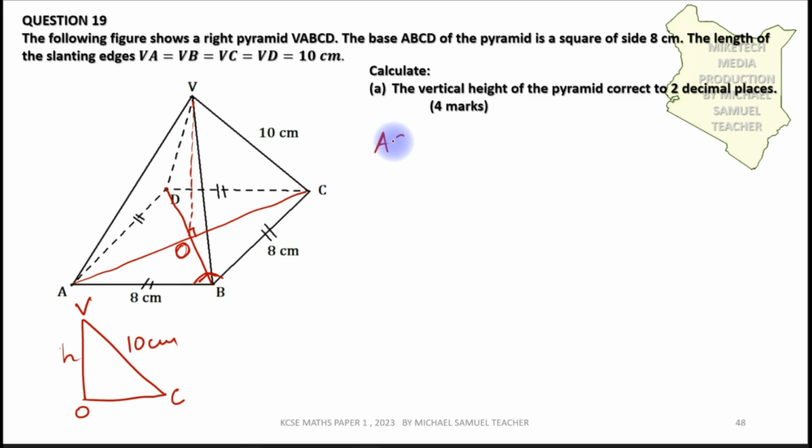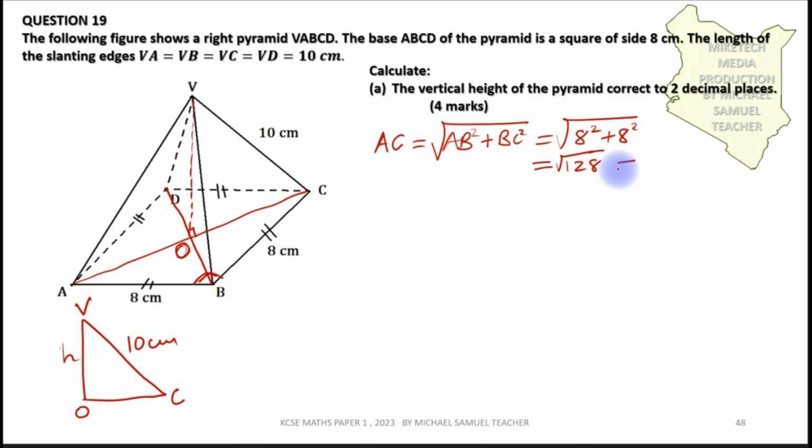So AC will be given by the square root of AB squared plus BC squared, which is the square root of 8 squared plus 8 squared. So we shall end up getting the square root of 128. 64 plus 64, that is 128. Using a calculator, we get 11.31 centimeters.